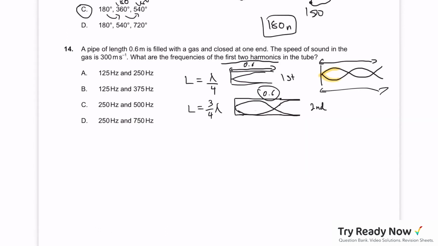So this is question 14. In question 14, we have a pipe that has a length of 0.6 meters and is filled with gas and closed at one end. And then we are given that the speed of sound in the gas is 300 meters per second. So we know that this is a standing harmonic question. So I've gone and drawn the two different diagrams here for the first and second harmonic that could be formed in the tube. So we know in the first harmonic, as you can see by the diagram, that this is actually 1/4 of a wavelength.